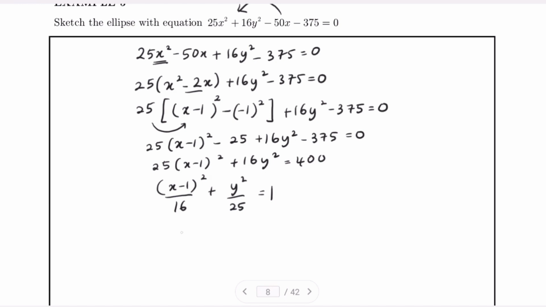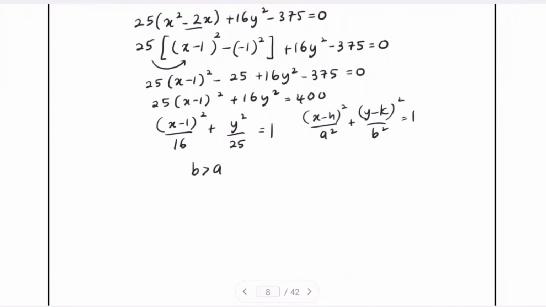So from here, we're going to compare with our formula. And we notice that our B is greater than A. So if B is greater than A, you know your ellipse will be looking like this. And you also know that your H will remain the same. So let's take a look at the center first. So our center is 1, 0.